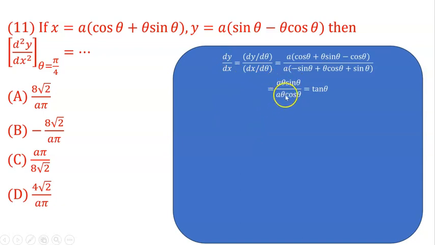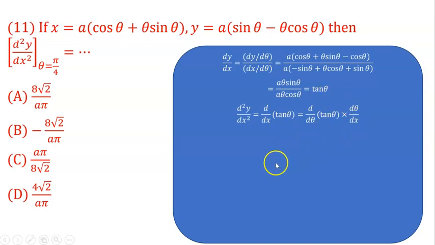Hence dy by dx equals a theta into sin theta upon a theta into cos theta. The a theta and a theta get cancelled, and hence dy by dx equals tan theta. Now differentiate this, dy by dx equals tan theta, with respect to theta. Again by the chain rule, d2y by dx square equals d by dx of tan theta, and by using the chain rule, d by d theta of tan theta into d theta upon dx.